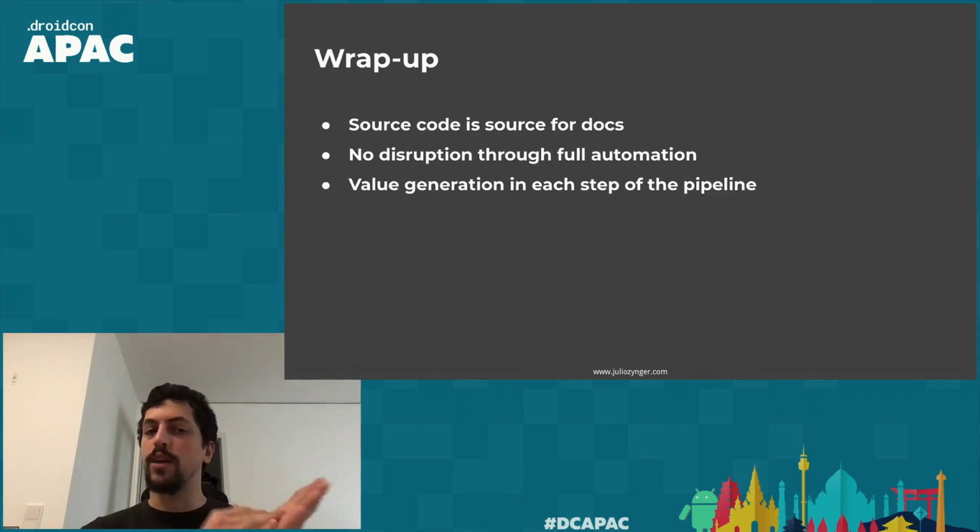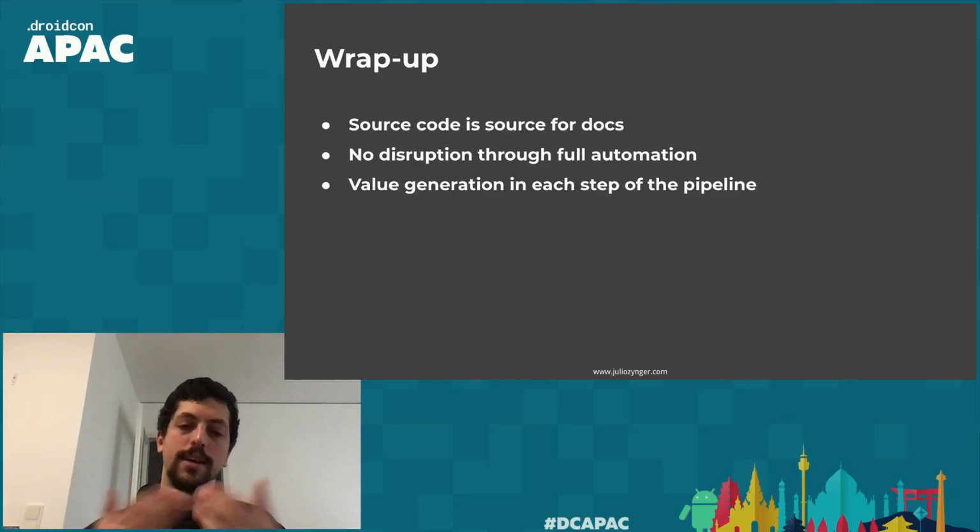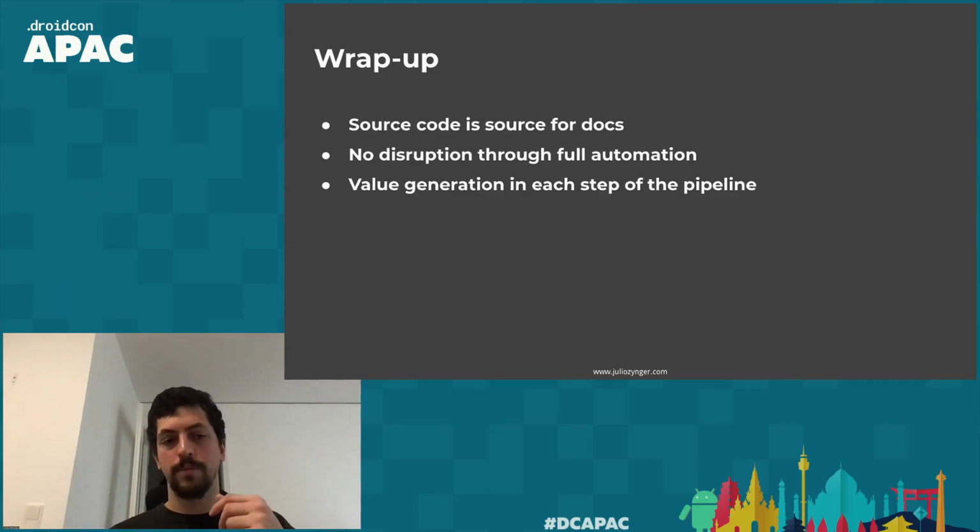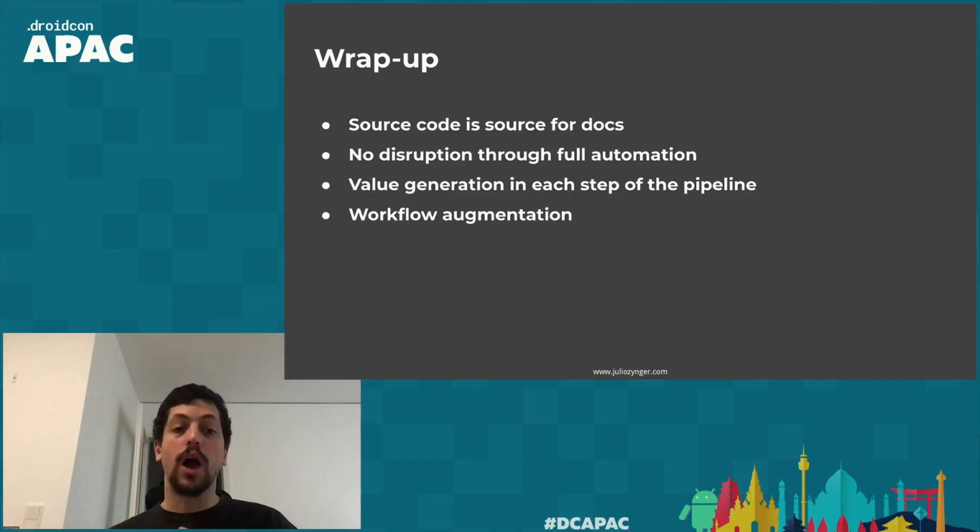Also, we generate value on every single step of the pipeline, right? By parsing the schema into the BML, you get value from the BML representation and from performing these diffs, for instance. In the final rendering step of the pipeline, you also get the diagrams. And with the final deployment into a website, you get even more value by democratizing that access to the entire company. Not only that, we augment the workflow with tools like, for instance, the IDE plugin.